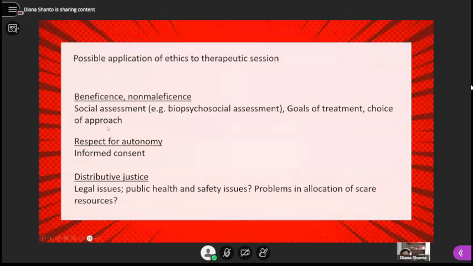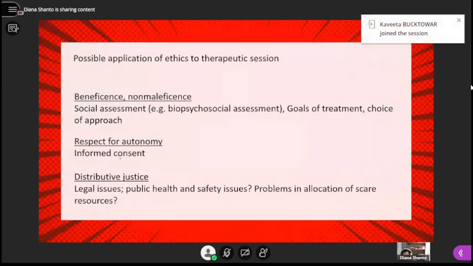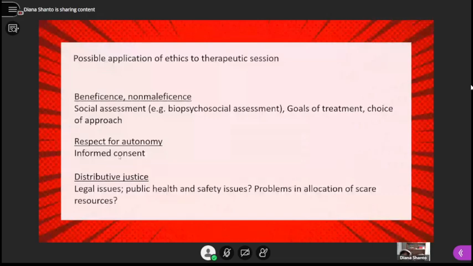Troisième principe, respect for autonomy, c'est à travers le informed consent. Informed consent, on explique qui on est, what are our qualifications, what to expect in session, etc. C'est les informer. Et when they consent to the session means they are aware. They can choose another therapist. We respect their autonomy.